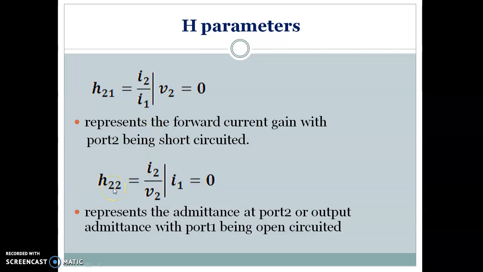Then the last term, H22, which is equal to I2 by V2 provided I1 is equal to 0. I1 equal to 0 represents port 1 being open circuited. I2 by V2, so I by V will be an admittance, and it involves only port 2. Therefore I can call this an output admittance. So my H11 represents the input impedance, H12 represents the reverse voltage gain, H21 represents the forward current gain, and H22 represents the output admittance.